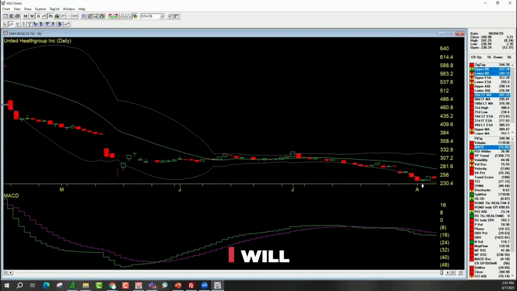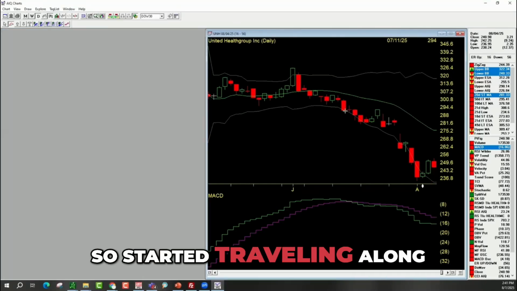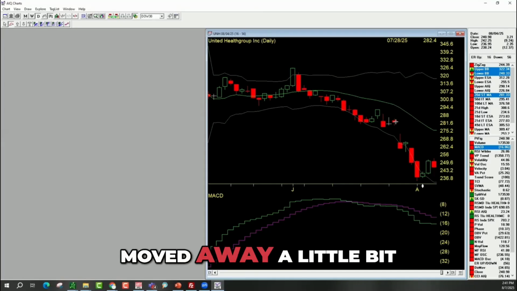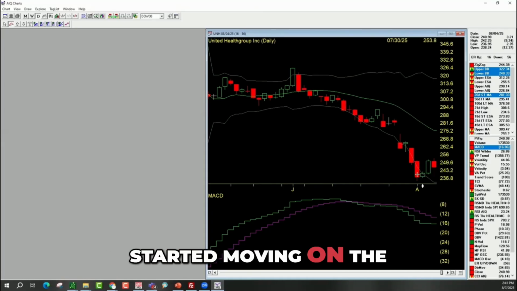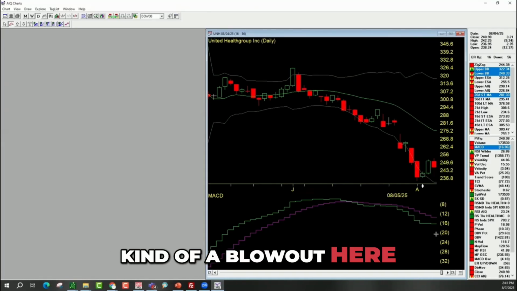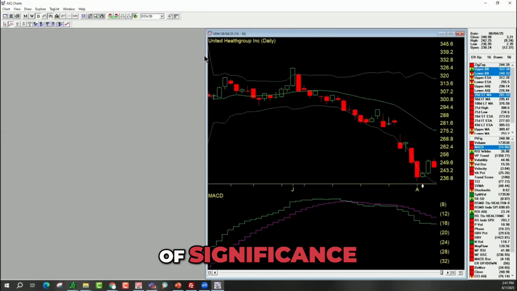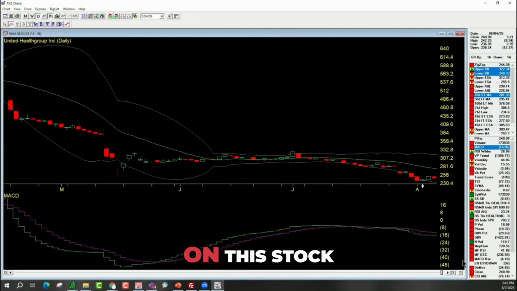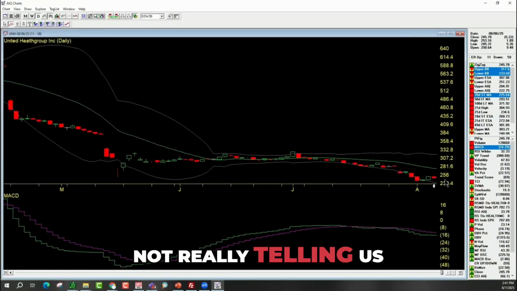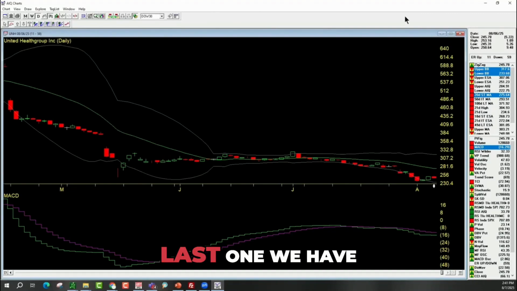Give me a second here. I will do this. Yeah, nice. So it started traveling along the band here. Moved away a little bit. You've probably been out, started moving on the band again. Kind of a blowout here, but not really of significance. And for the current trend on this stock, it's not really telling us a great deal. I think that's the last one we have in here.